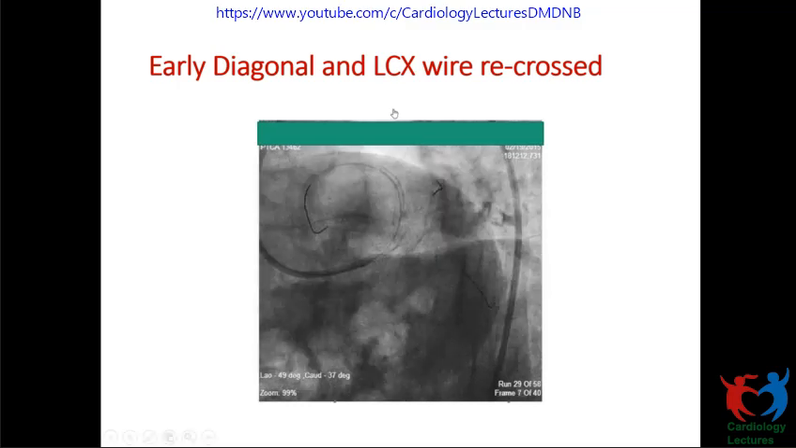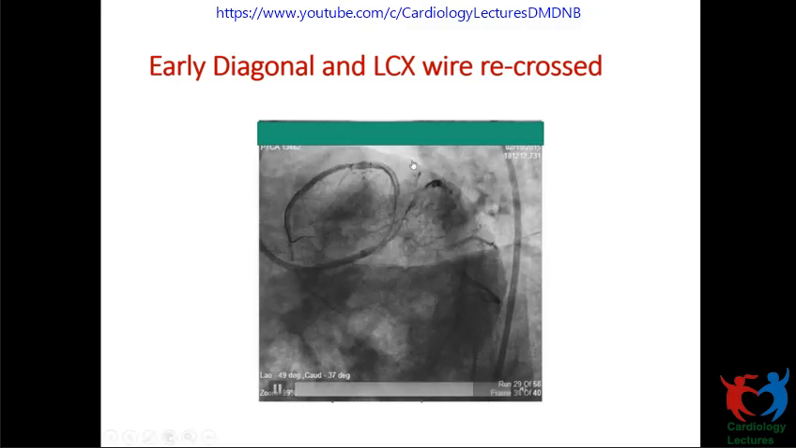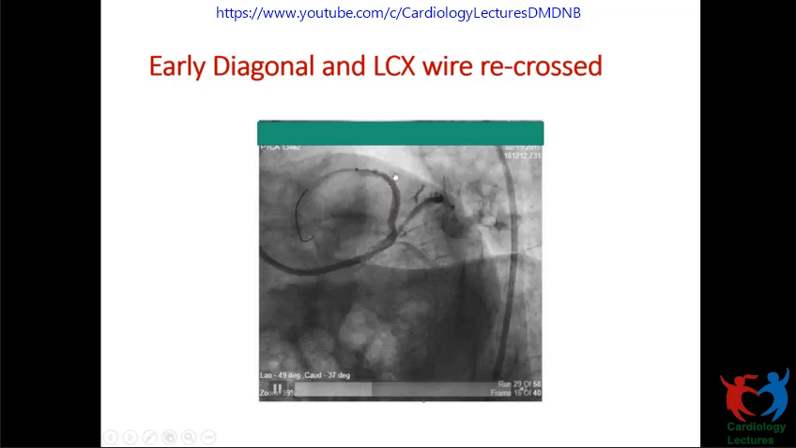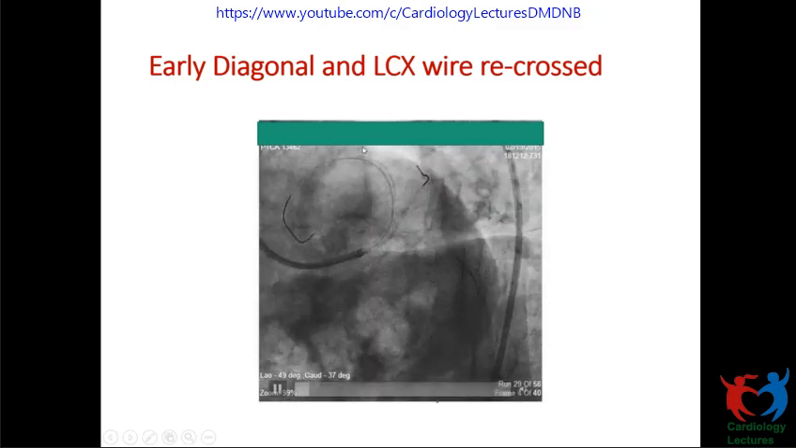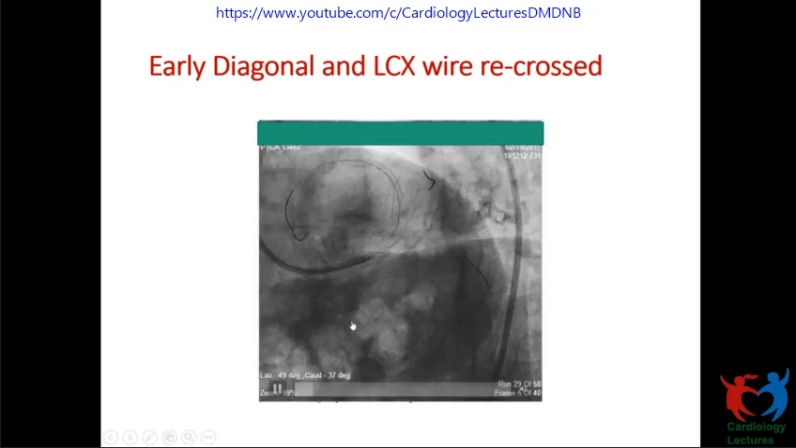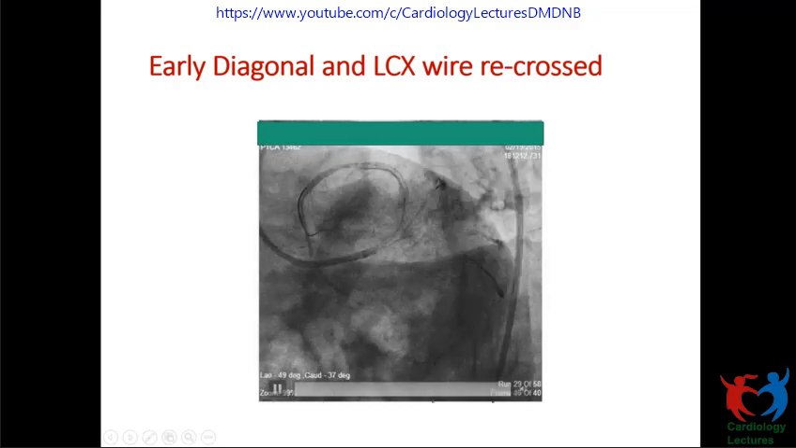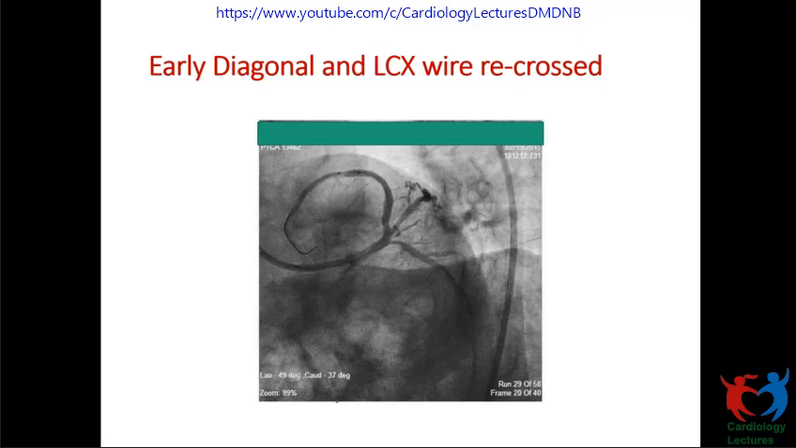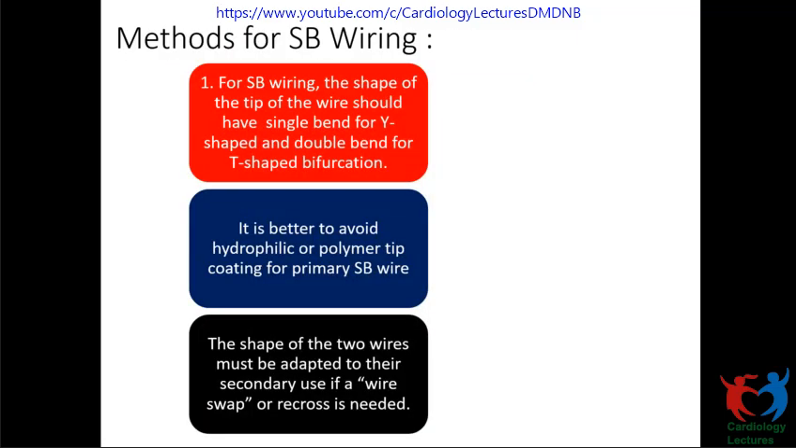So this is the picture after this stent from left main to LAD, and then we recrossed the wire to LCX and diagonal also. So now just a few slides about methods for side branch rewiring. In fact, I have taken it from today's article, which Madam has posted.